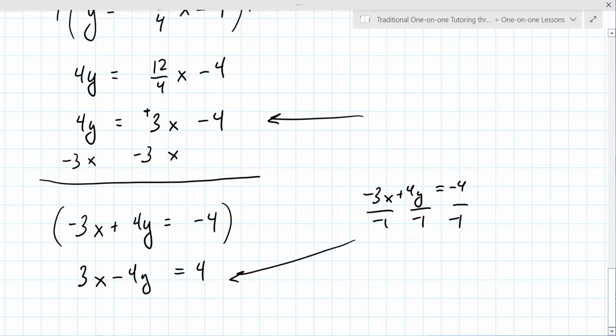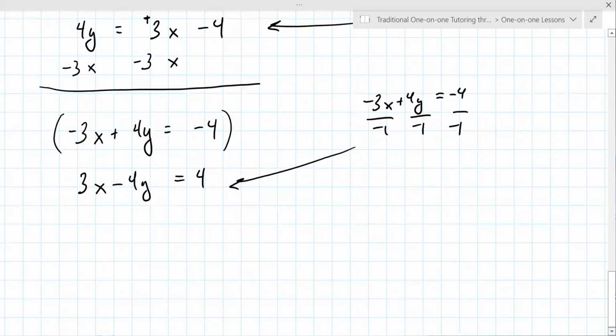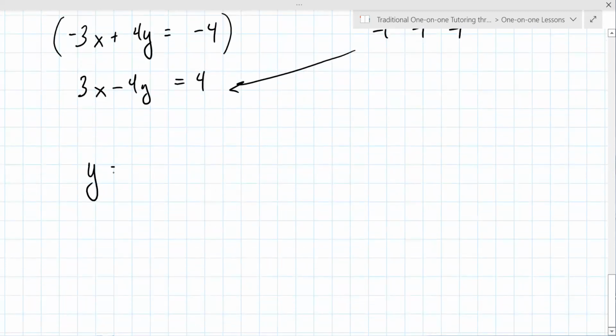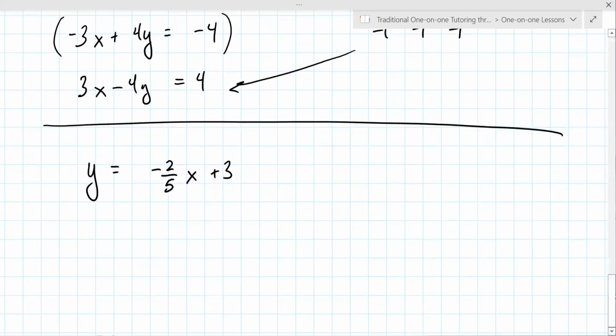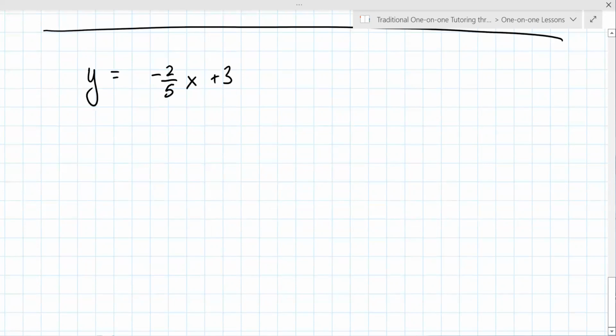Okay, let's try one more, like you said. y equals minus 2/5 x plus 3. Go ahead and give that a try, please.